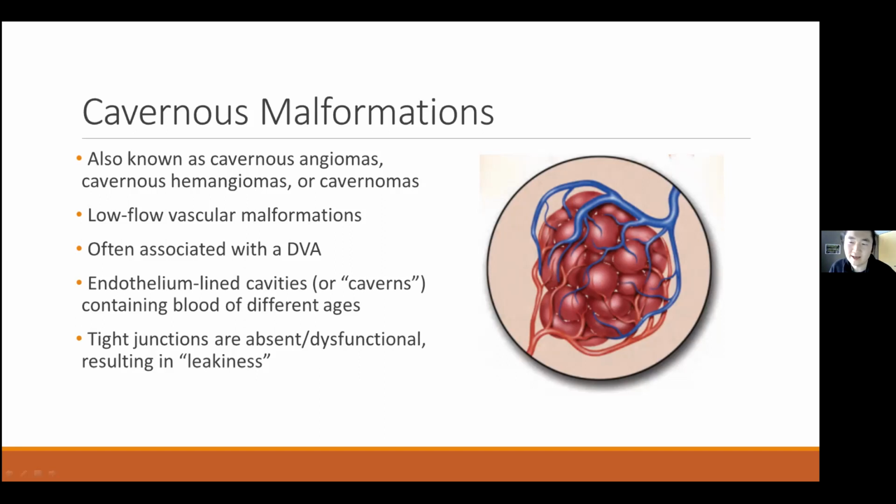What CAV-MALs are basically, they're these endothelium-lined cavities that just have blood slowly flowing through them. We see them in patients of all different ages. And structurally, they lack tight junctions, and so it leads to a dysfunctional seal, and you get leakiness of blood into the surrounding area sometimes, and microhemorrhages, and that's what contributes to some of the clinical manifestations.